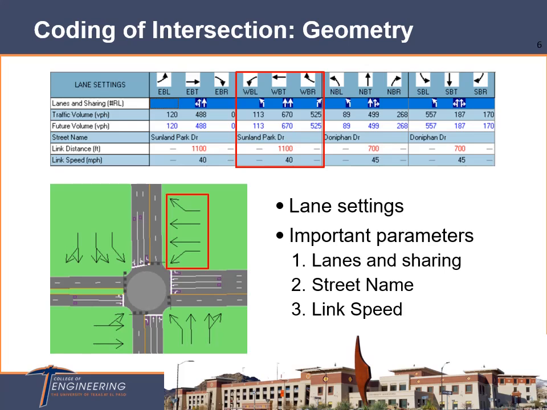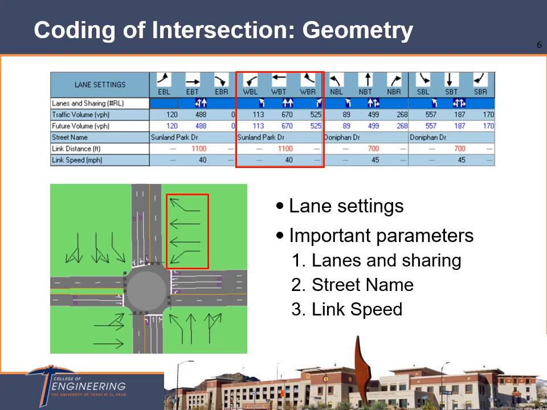Now, we continue with the coding of the intersection in regards to the geometry. The network geometry is controlled in the lane settings menu pictured above. The bottom network provides a summary of the movements from all of the approaches. In the menu, the important parameters to consider are lanes and sharing, street name, and link speed.